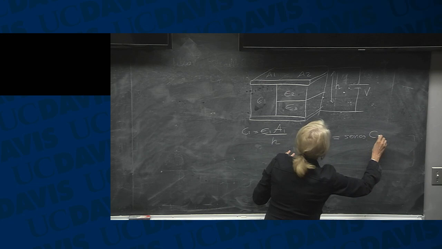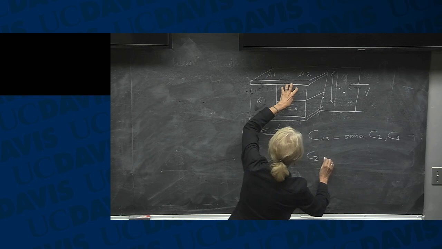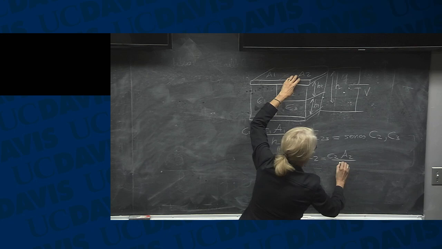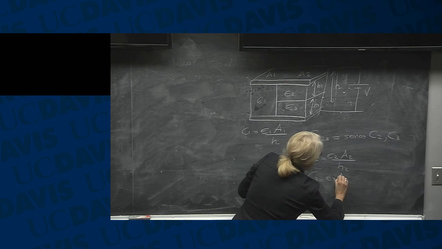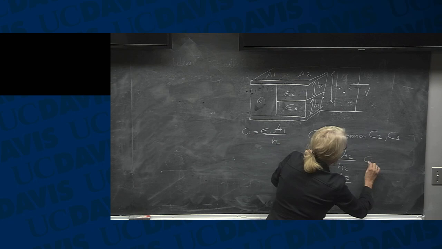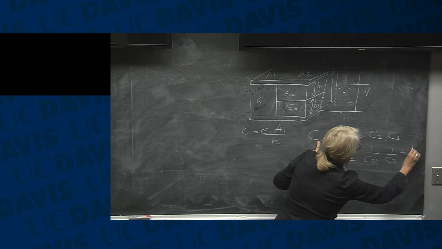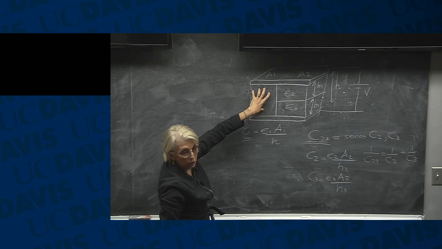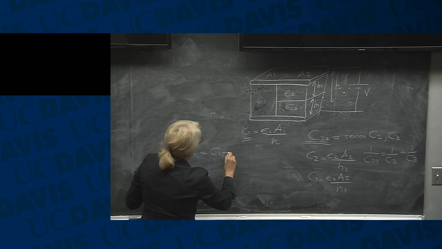of C2 and C3, where C2 is this capacitance, which is epsilon 2 A2 over H2, and obviously this is going to be H2 and H3. And C3 will be epsilon 3 A2 over H3. Okay? And it's a series combination. So the C2,3 is going to be given by that. But then also we know these two capacitances, C1 and C2,3, will be a parallel combination. So the total capacitance of all of these will be C1 plus C2,3, where C2,3 is given by that.